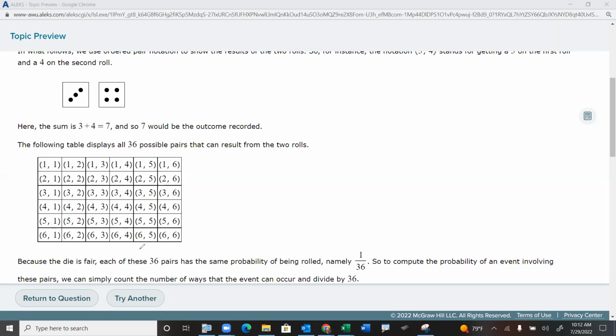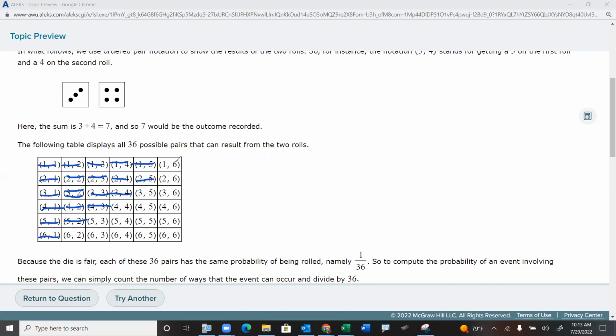So we're interested when the sum is greater than 8. And you can see they're kind of in order here. I'm just crossing out everything where the sum is not greater than 8.